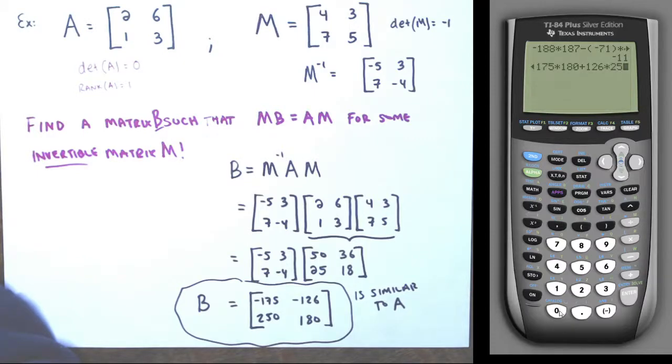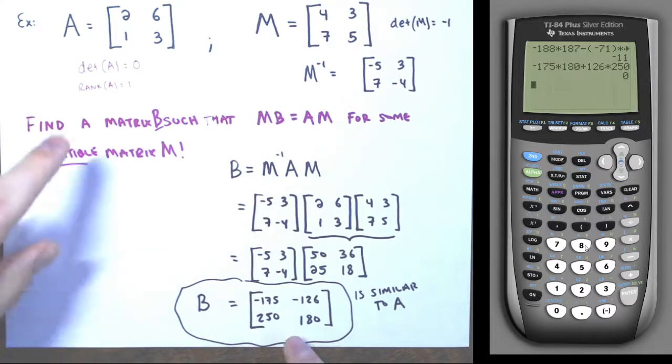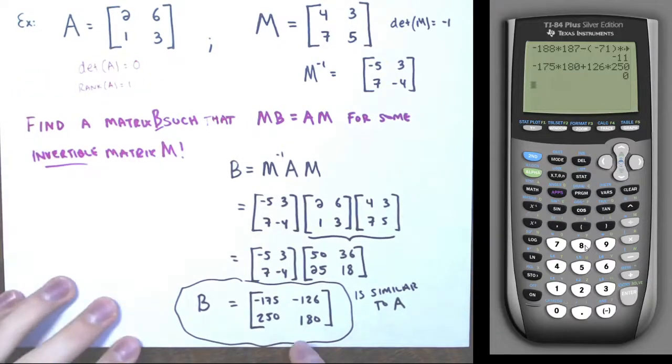I probably should have done this mentally. It would have been faster. Sorry. And look at that. It is indeed 0. Right? And that should be the case. And the rank, it's determinant 0, so it's not invertible, just like A.